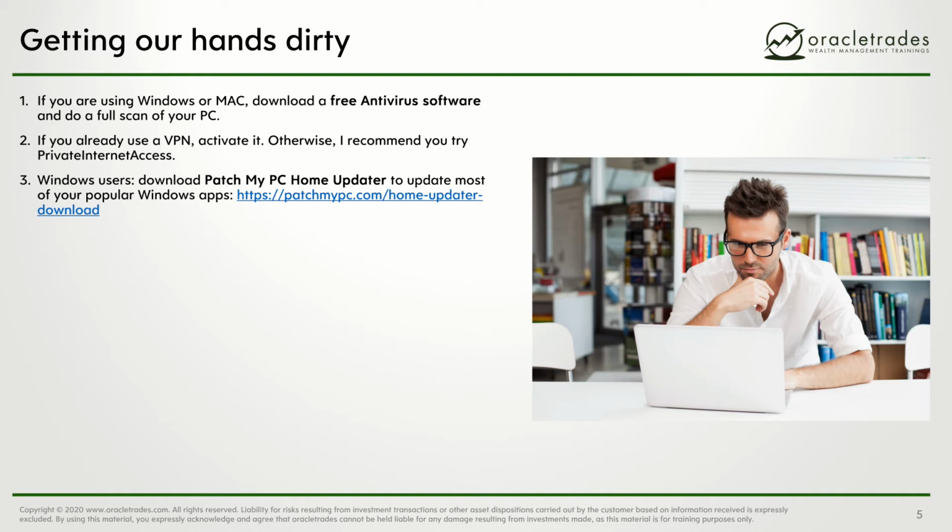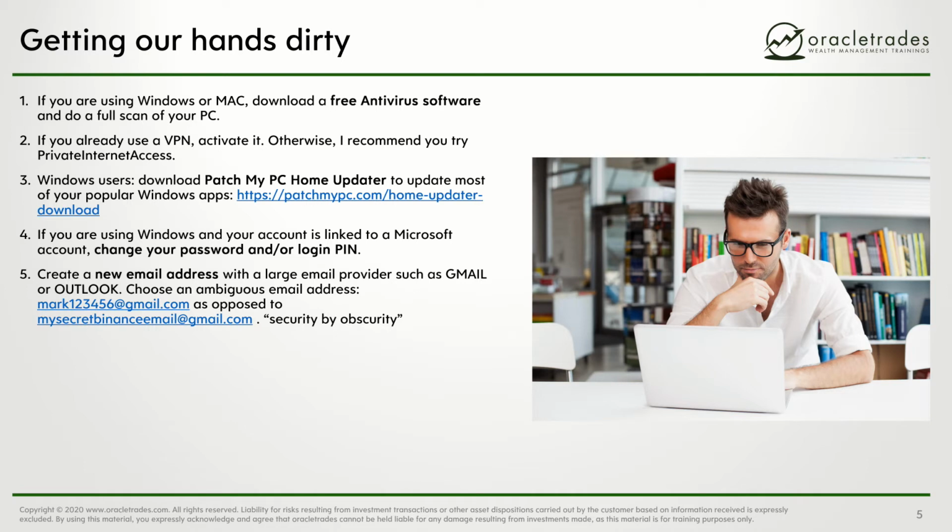For Windows users, I suggest you download a software called Patch My PC Home Updater. This is a very handy little tool, and it's free, which updates your most popular Windows apps. I think right now they support up to 300 programs. So if you have an outdated version of a VLC player, for example, this software will update that automatically and in the background. This is very handy because often outdated software is the key to allowing hackers to access your computer. Now, if you're using a Windows PC and your Microsoft account is linked to your PC, I suggest you change your password and or your login PIN, and maybe you set yourself a reminder to do this every 3 months or so.